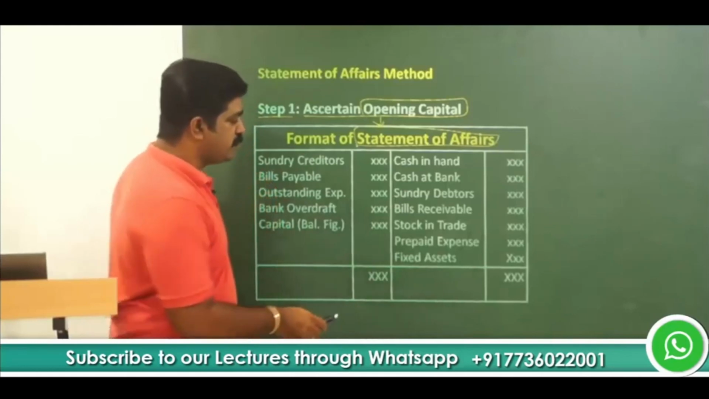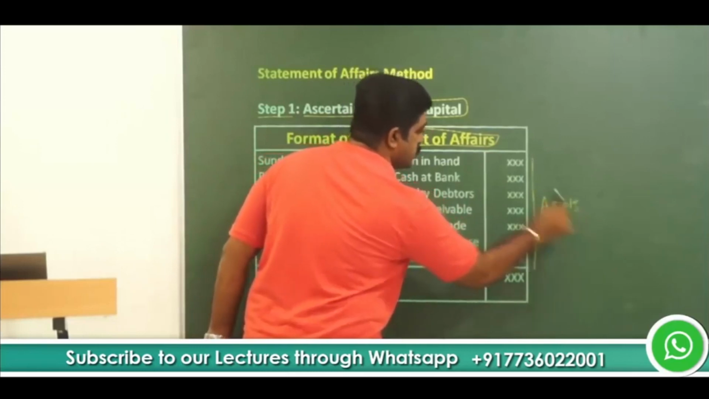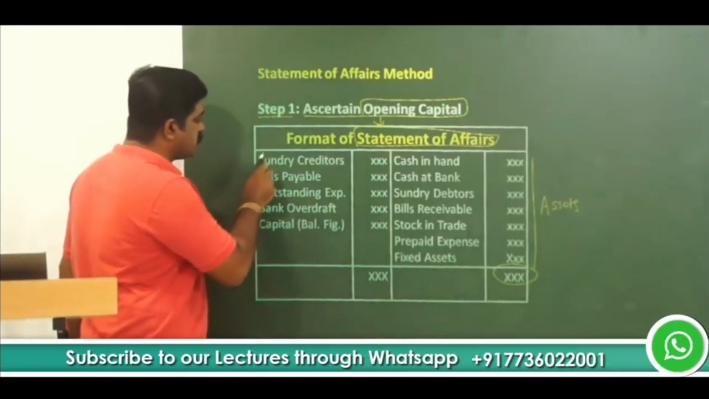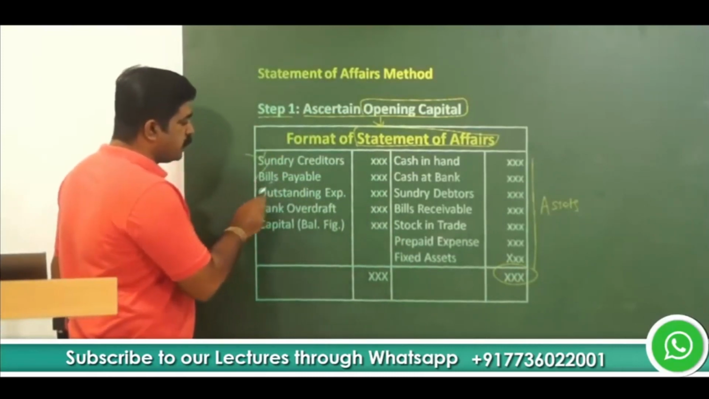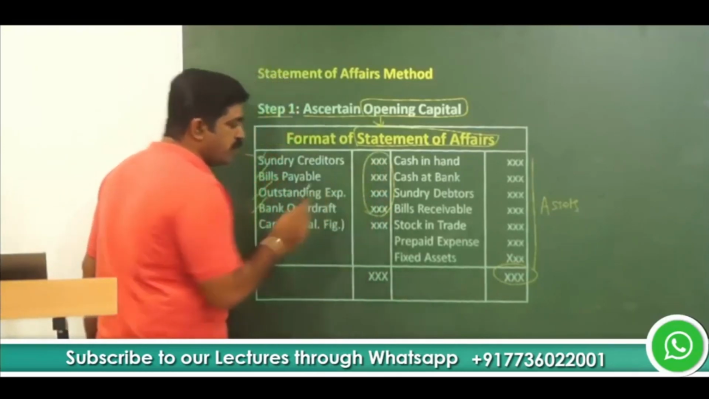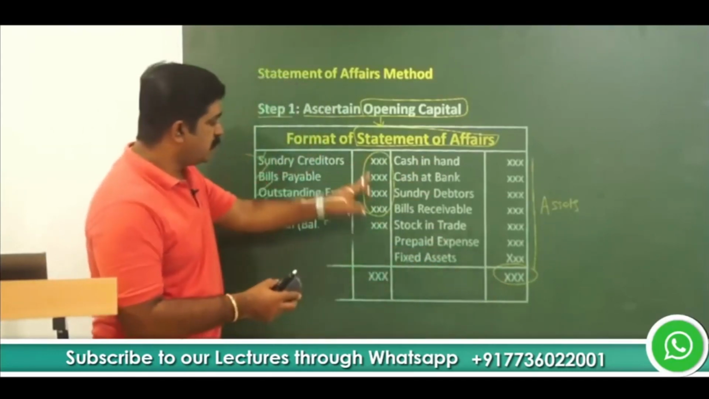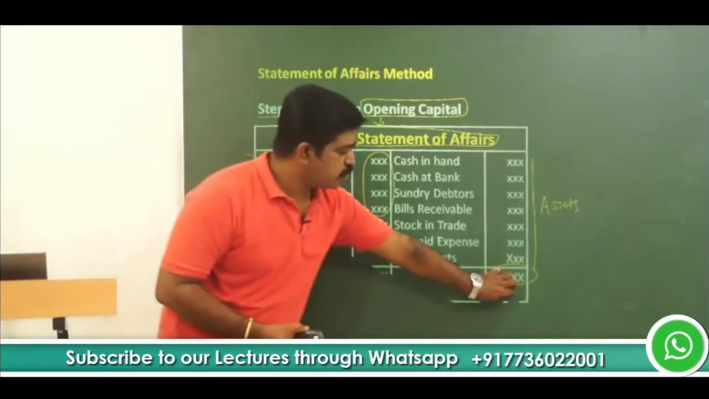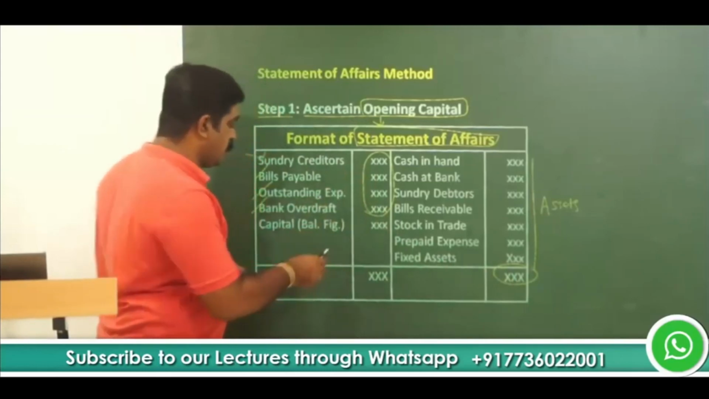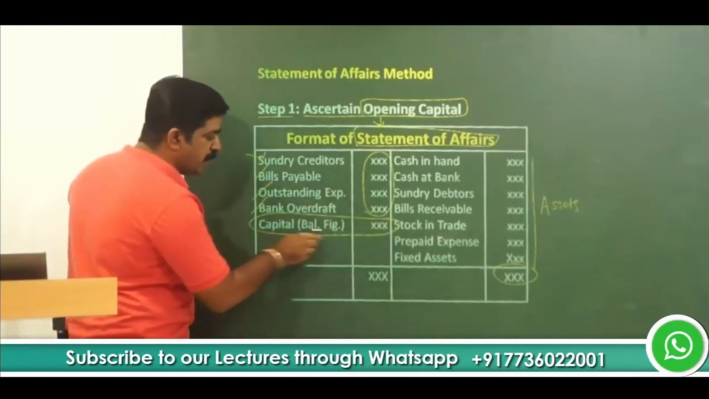So in statement of affairs, we'll list out all the assets available. It will be totaled. Then we'll also list out all liabilities like sundry creditors, bills payable, outstanding expenses, bank overdraft and all. That will also be totaled. So look at the flow. First, I'm listing all the assets. I'll take the total. Second, I list all the outside liabilities. So from this total, deduct these outside liabilities. Then you will get some balancing figure, right? That balancing figure will be your capital.